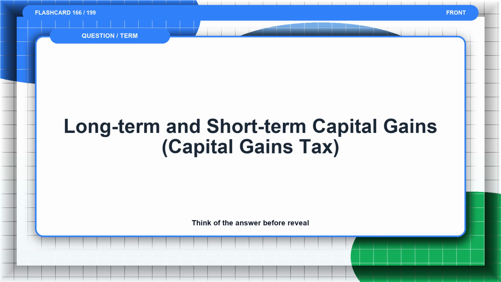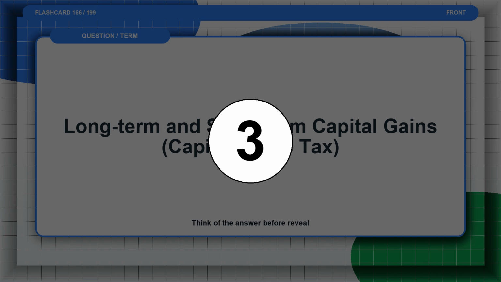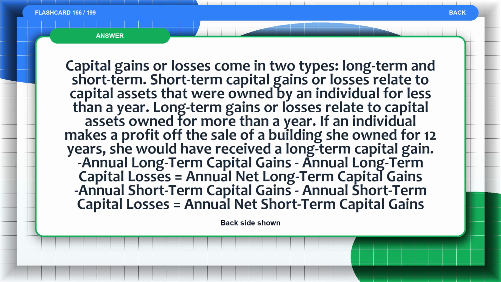Flashcard 166. Long-term and short-term capital gains tax. Pause and think of the answer before the reveal. The answer is, capital gains or losses come in two types, long-term and short-term. Short-term capital gains or losses relate to capital assets that were owned by an individual for less than a year. Long-term gains or losses relate to capital assets owned for more than a year. If an individual makes a profit off the sale of a building she owned for 12 years, she would have received a long-term capital gain.